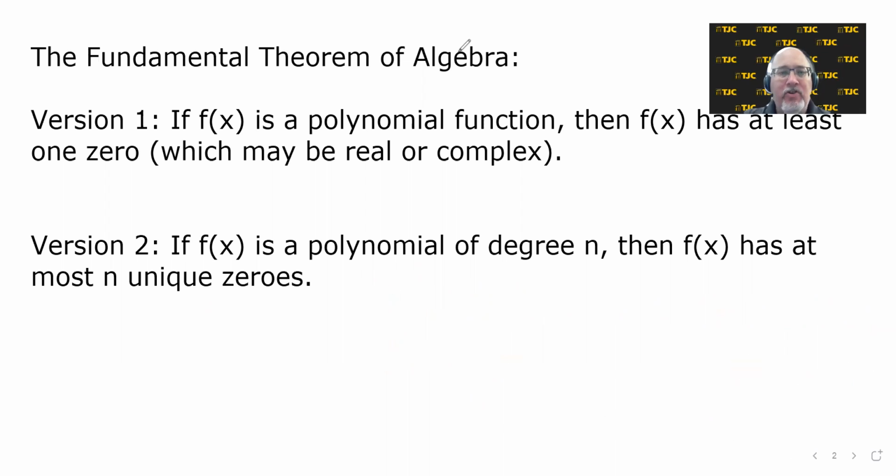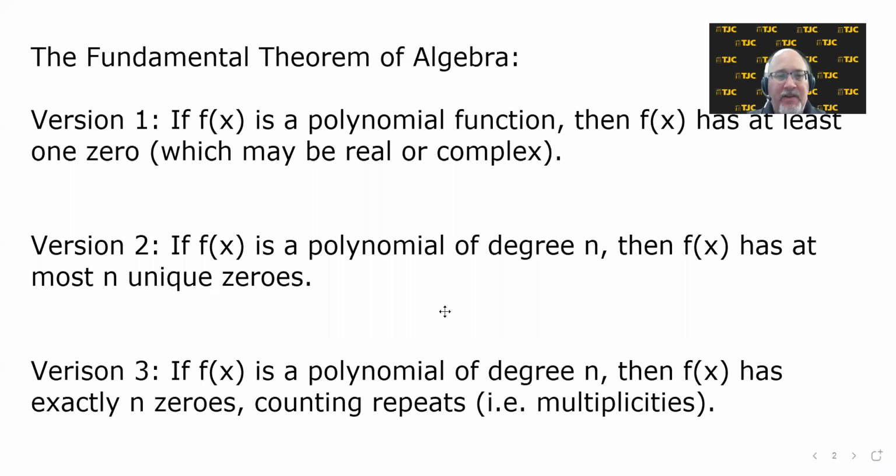Okay. And then version 3 says, if f of x is a polynomial of degree n, then f of x has exactly n zeros counting repeats, in other words, multiplicities. So there's 3 different variations that all essentially lead to the same result. The actual fundamental theorem of algebra is the first statement, but a consequence of it is the second one. The one that we're going to be using is the third one, that if f of x is a polynomial of degree n, then f of x has exactly n zeros counting repeats, i.e. multiplicities. In other words, if we took all the multiplicities and add them, it should match the highest power.